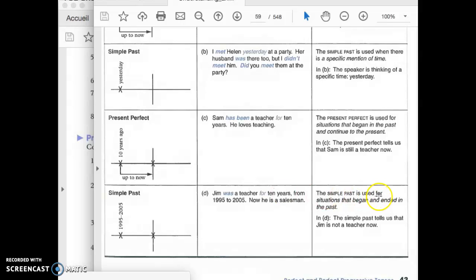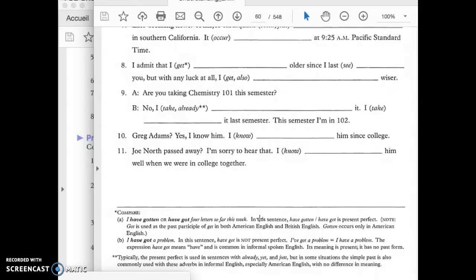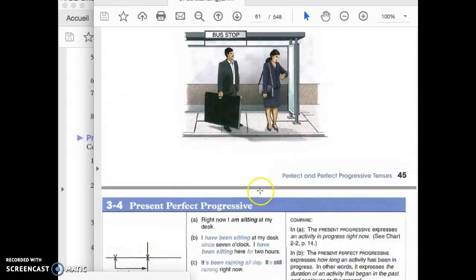The simple past is used for situations that began and ended in the past. The simple past tells us that Jim is not a teacher now. Jim was a teacher for 10 years, from 1995 to 2005. Now he's a salesman. Okay? You see the difference. So, exercises, we can go back to this kind of stuff.